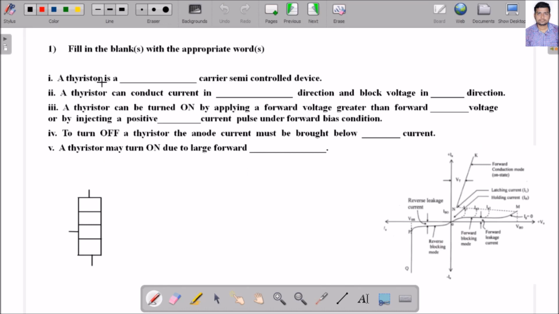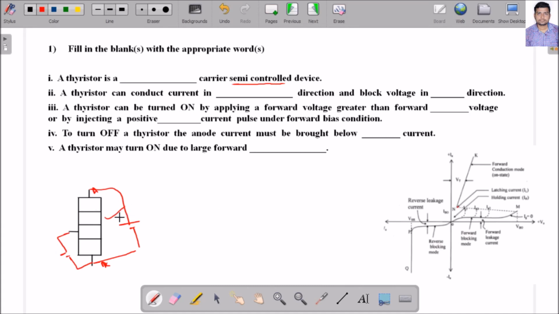Look, the first question: thyristor is a dash carrier semi control device. First tell me what is a semi control device. Look, if one thyristor is there with anode and cathode, and I am giving positive supply here, and here I am giving the gate supply. When the thyristor is turned on, no need to give the gate signal. I can remove the gate signal now, because I have already told that once the current is more than latching current, no need to give the gate supply. Then it's known as semi control.